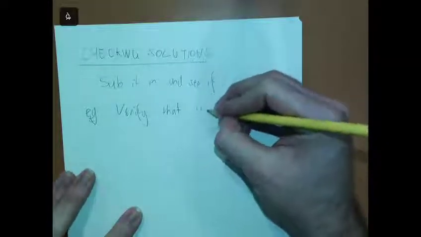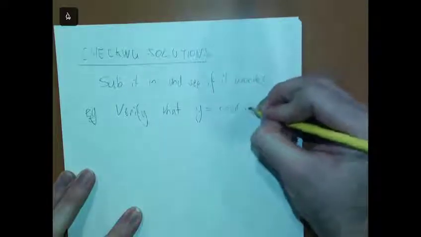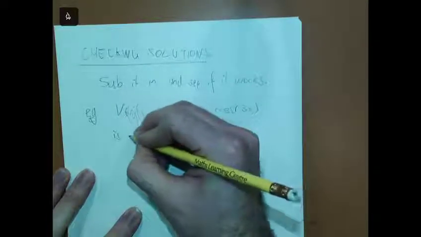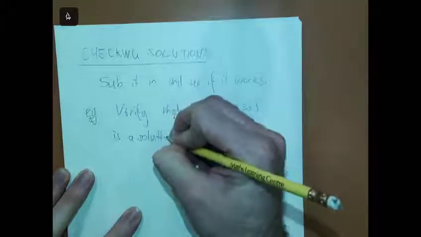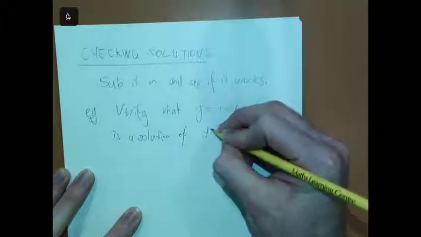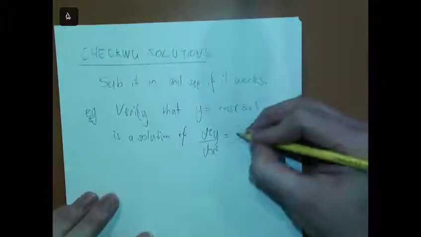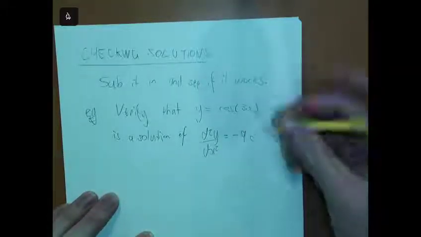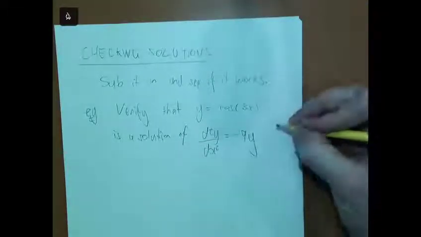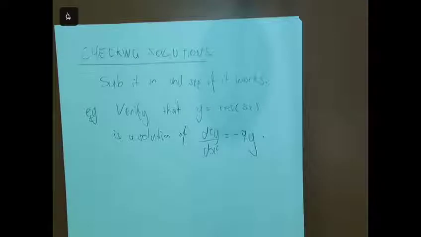Verify that y equals cos 3x is a solution of d squared y on dx squared equals minus 9y. This is a differential equation.